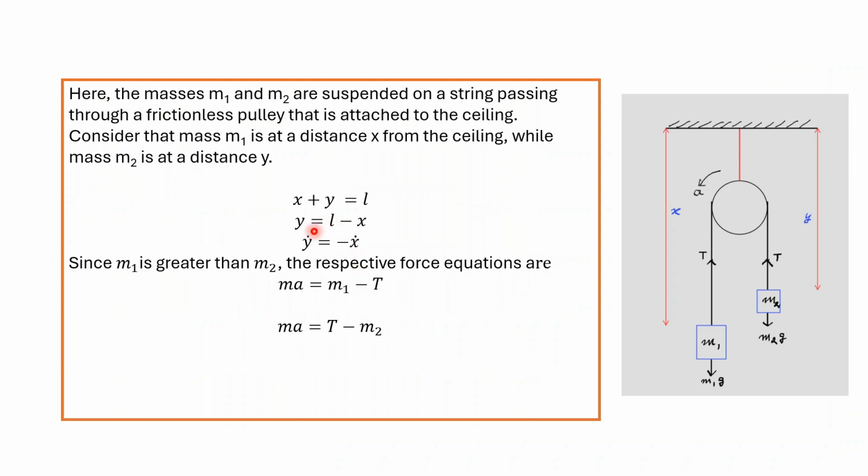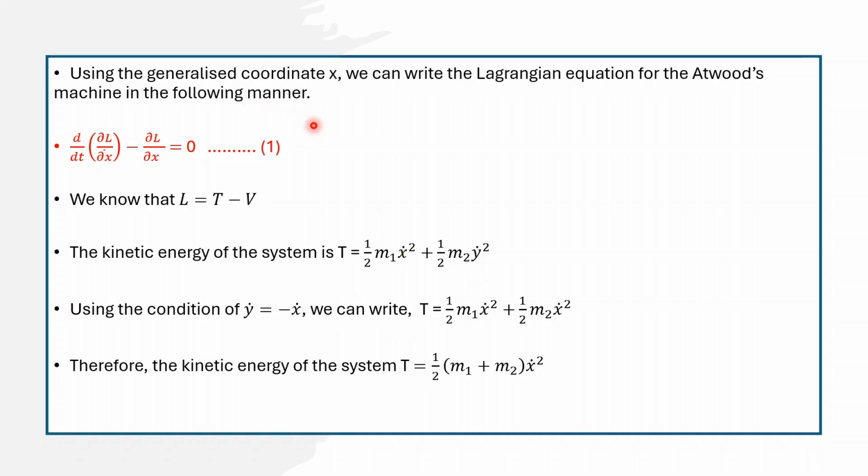We have expressed y in terms of x so that the single coordinate x is sufficient to develop the Lagrangian equation of the system. Now the coordinate x is called the generalized coordinate. This is the required Lagrangian equation. Now we have to find out the value of L. To evaluate equation 1, we should know the Lagrangian value L equal to T minus V. T is the kinetic energy of the system and V the potential energy.